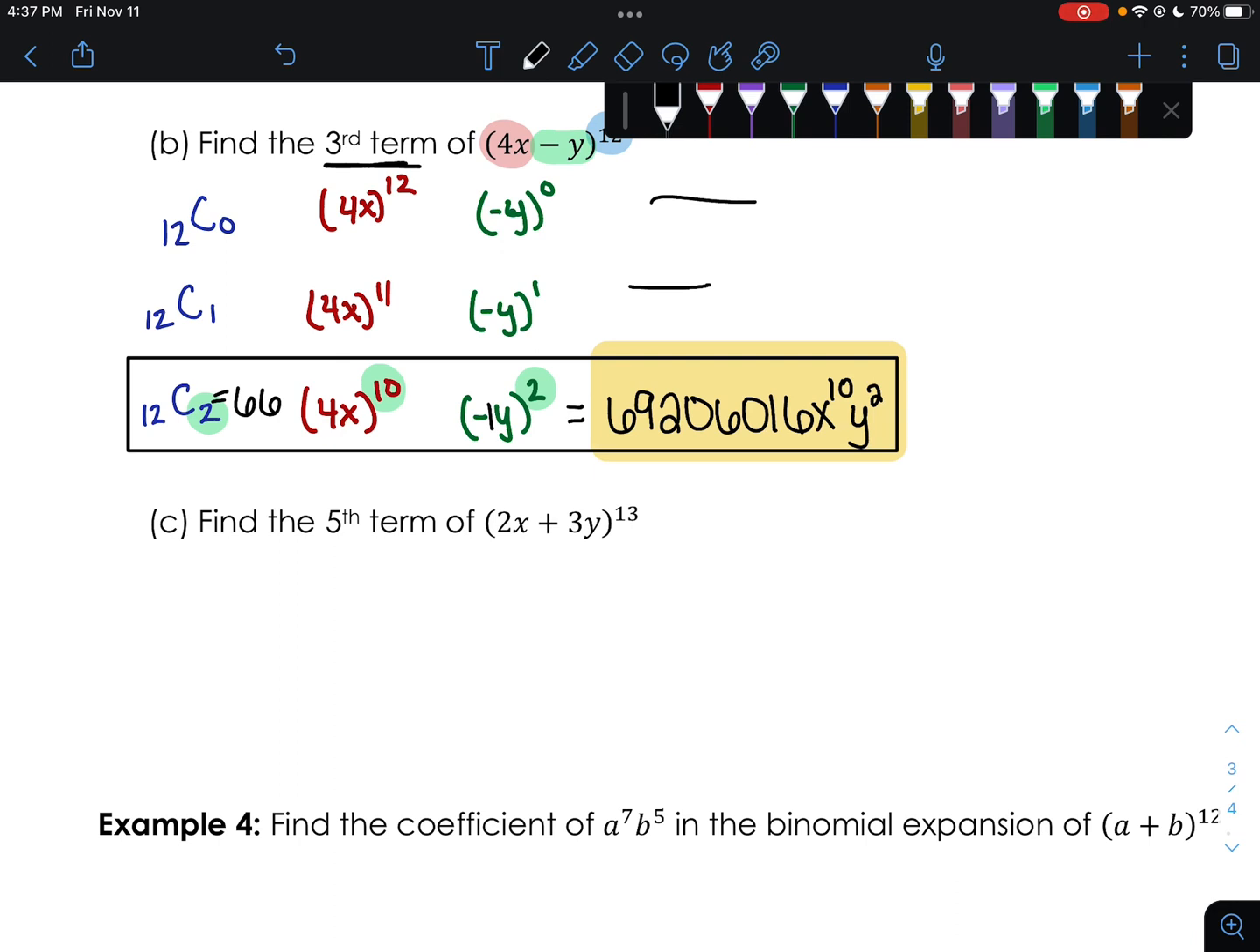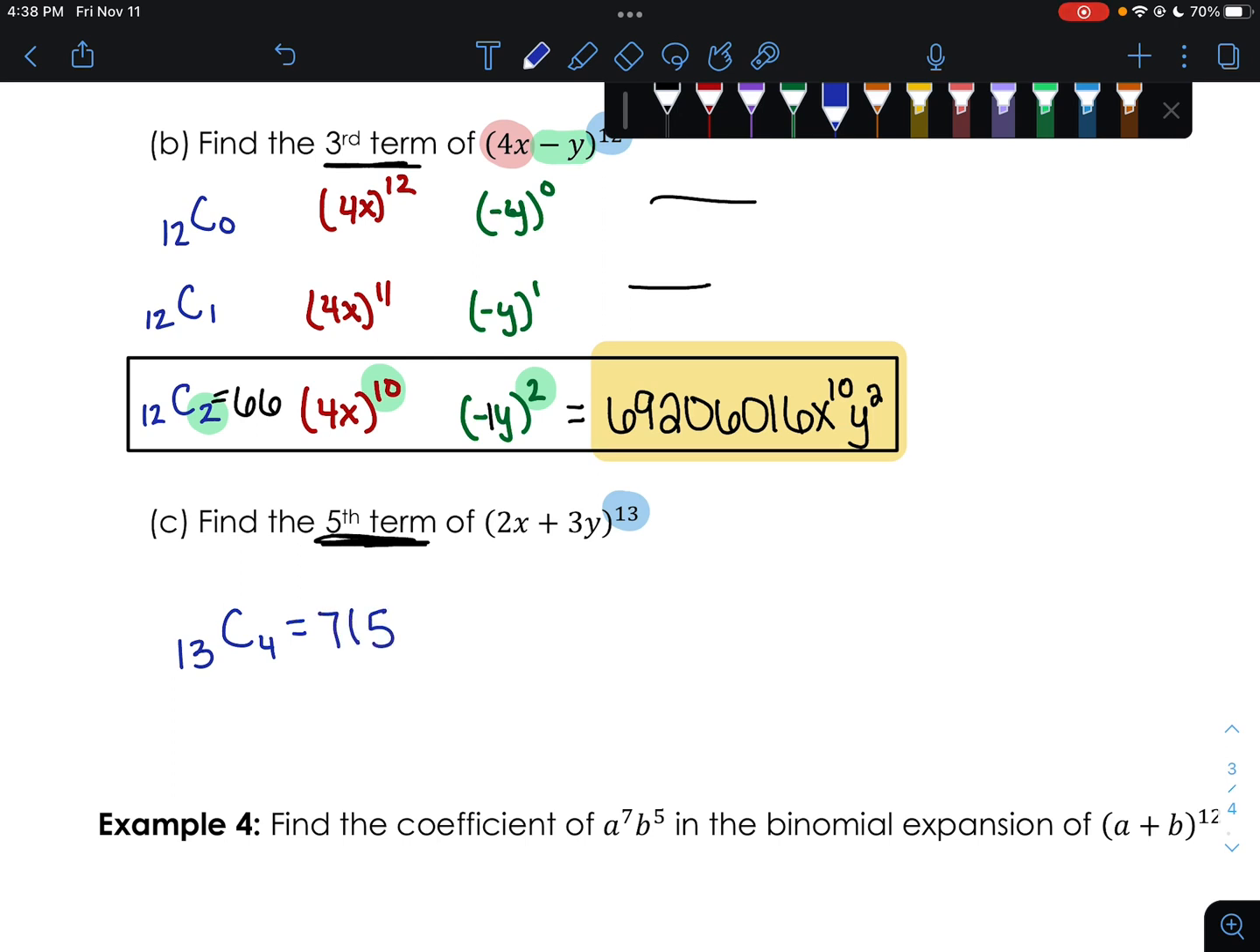So in part C, if I want to find the fifth term, that means it's going to be an exponent of 13. Choose, I'm going to subtract 1 from 5, and it's going to be 13 choose 4. So it is 1 less than the term that you're trying to find because we start with that 0. So you type that in your calculator, pause the video if you need to, and you should get 715.